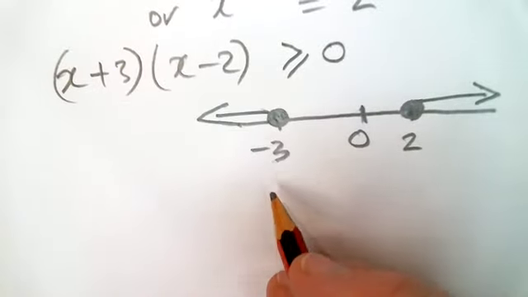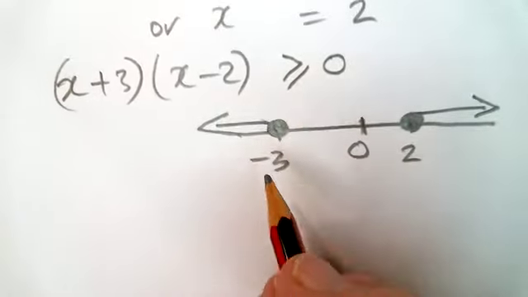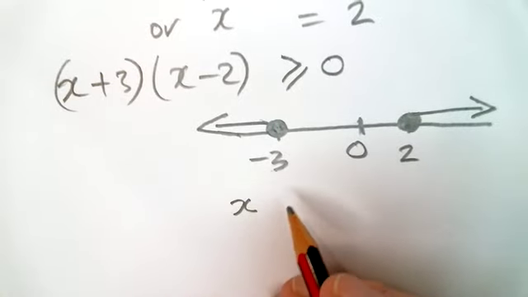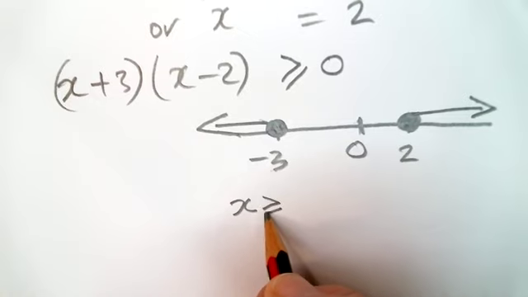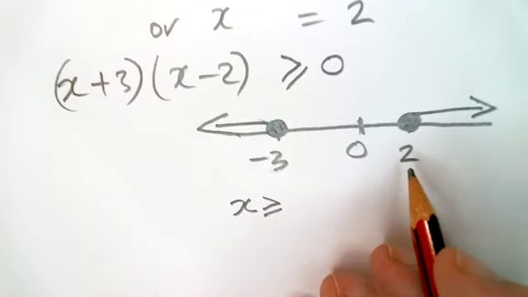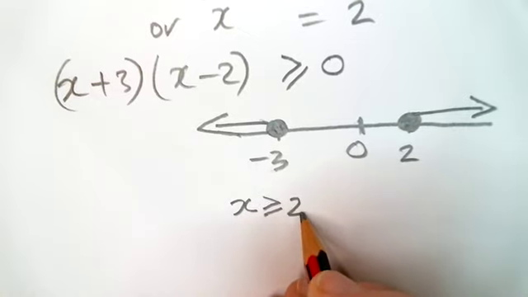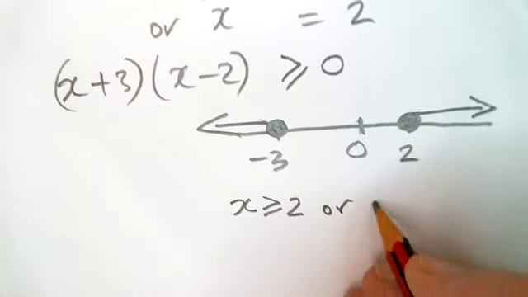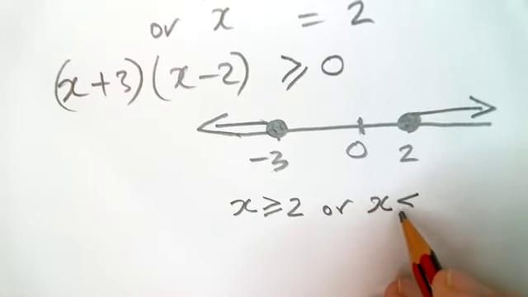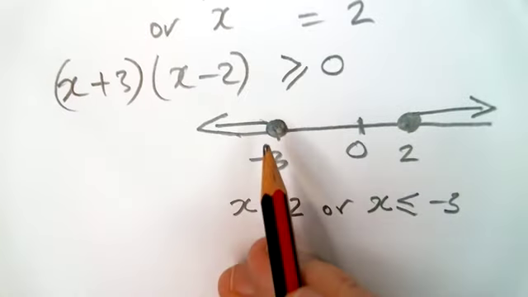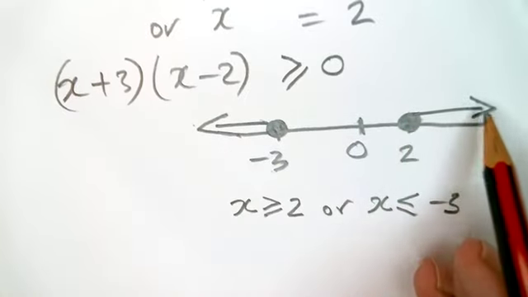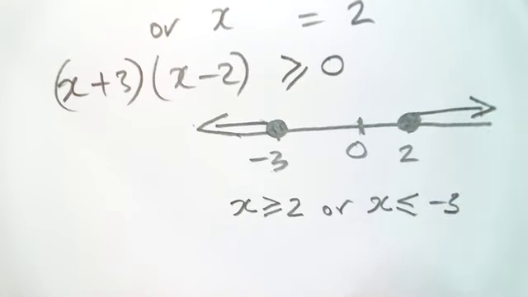So we would write the solution is x is, in this case we're going to have to say is greater or equal to 2, or x is less than or equal to -3. So it's this bit on this side and this bit on this side. And that's how we would express that answer.